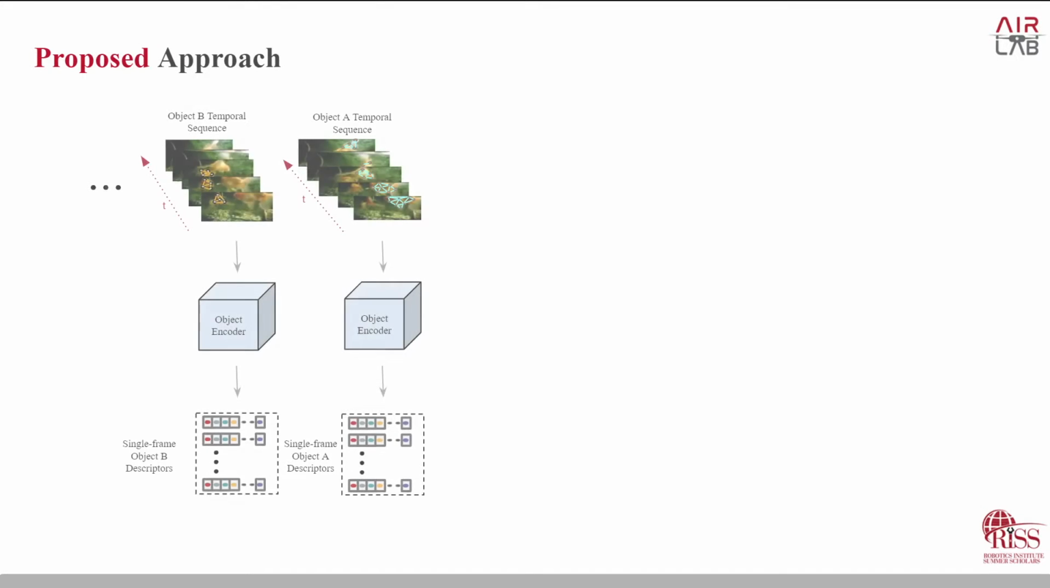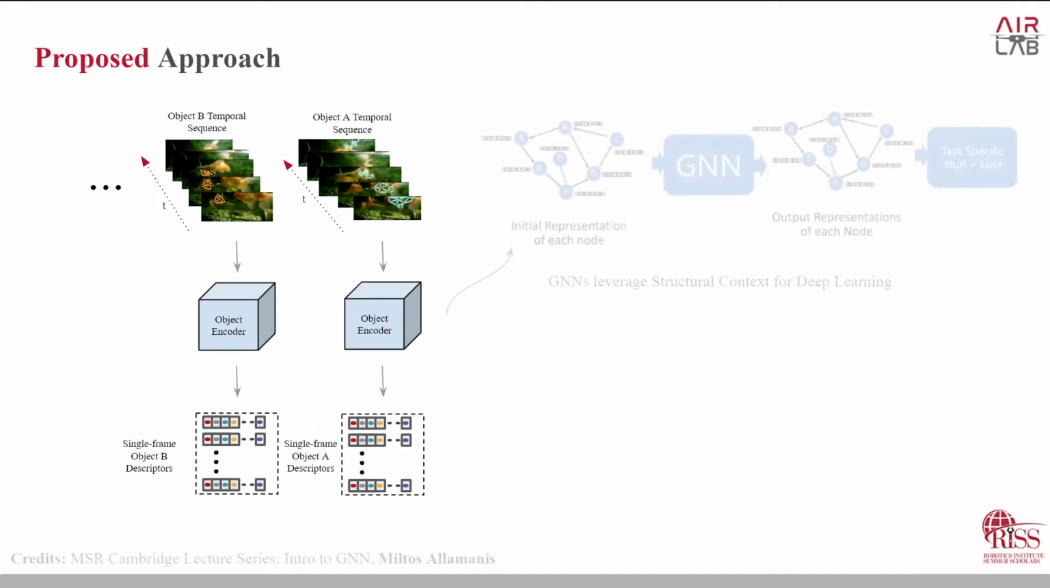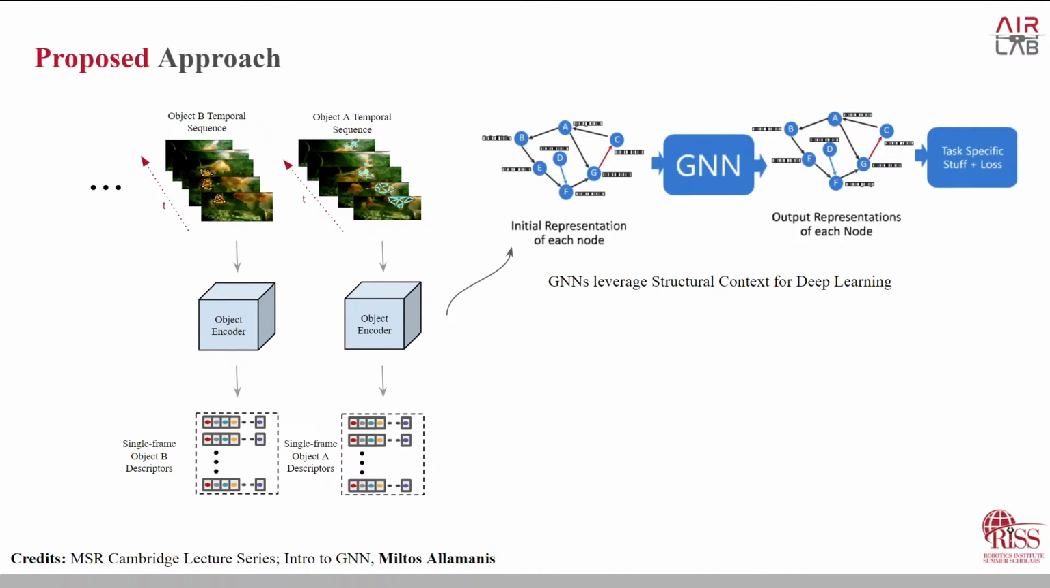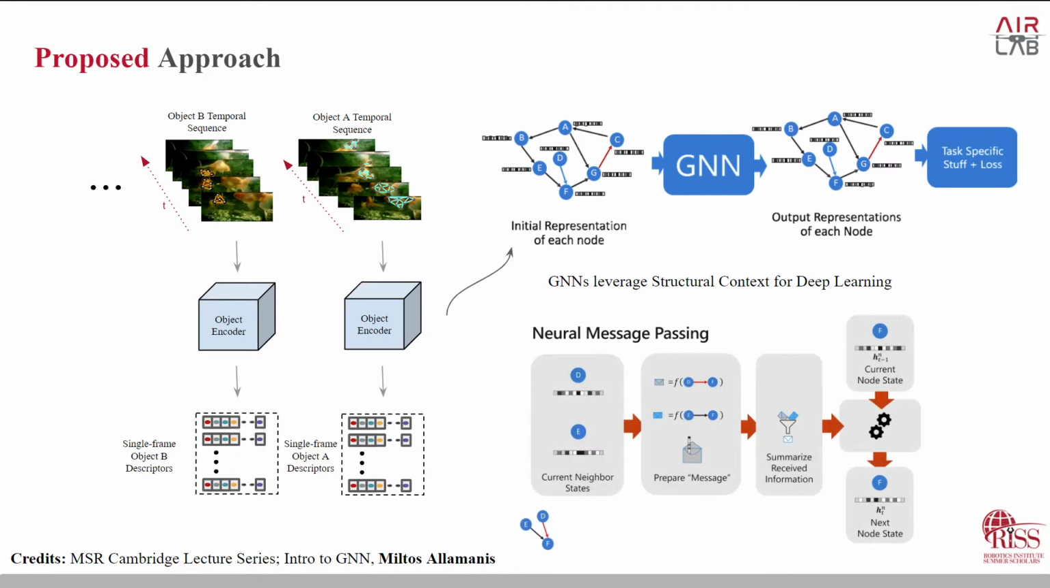So, how do we exactly build these evolving representations? We firstly start by inputting an object video sequence to a GNN based object encoder. So, what is a GNN? A GNN is a deep learning architecture which leverages structural context from graphs. To enable this, it uses a technique called neural message passing. Neural message passing can be imagined as neighbors of a particular node sending messages. This simple yet effective concept helps a GNN reason about structure of the data.